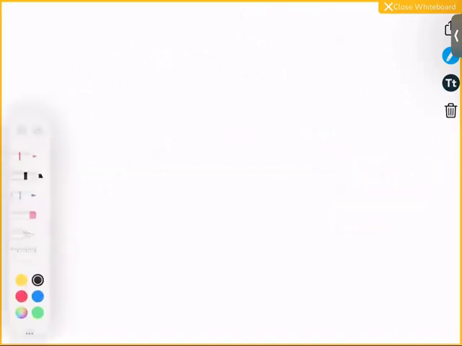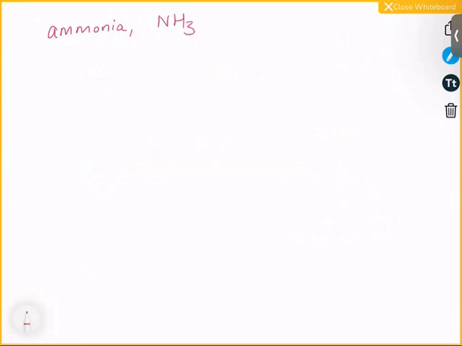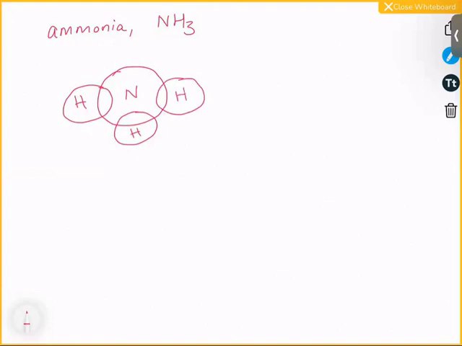Let's have one more go then. Let's do the compound ammonia, NH3. Stop the video if you want to have a go. Ammonia has got nitrogen in it as its central atom, and it's got 3 hydrogens. Nitrogen's in group 5, hydrogen has got 1 electron. Stop the video, have a go yourself.